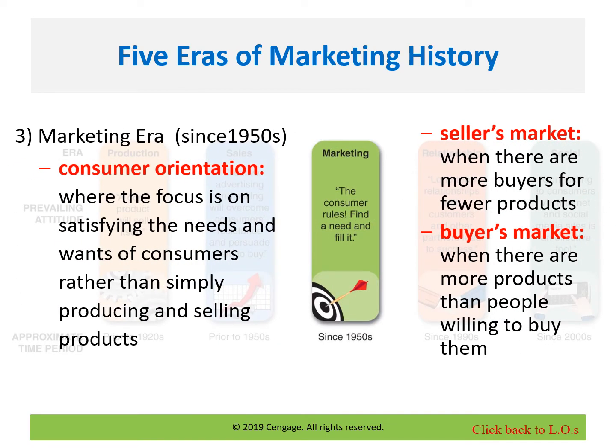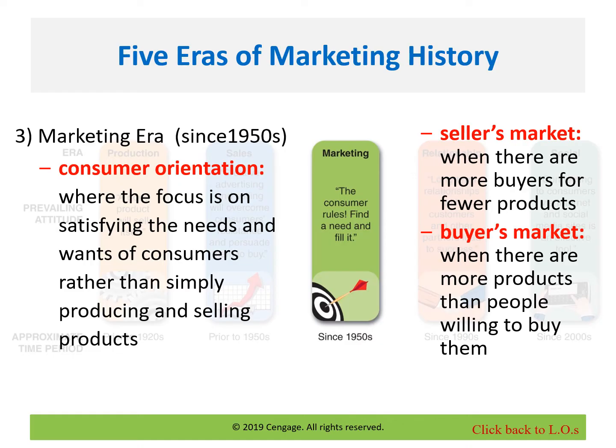In the marketing era, companies adopted a consumer orientation where the focus is on satisfying the needs and wants of the consumers rather than simply producing and selling products. From then on, marketers would play a lead role in product planning because they had knowledge of consumer needs. Marketing and selling would no longer be regarded as a supplemental activity performed after the production process.